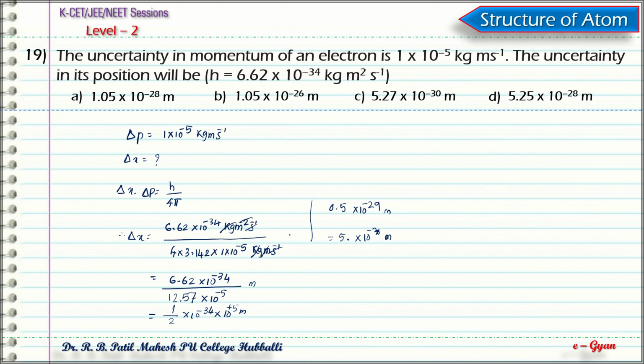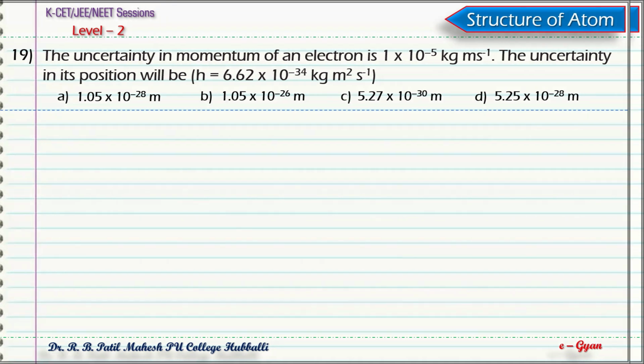So in the given options, it is 5.27 and 5.25. Now we can go with respect to the 10th power, 10 to the power minus 30. That means it is option C, 5.27 into 10 to the power minus 30 meters. So for question number 19, option C is the correct one. Moving to the next question.